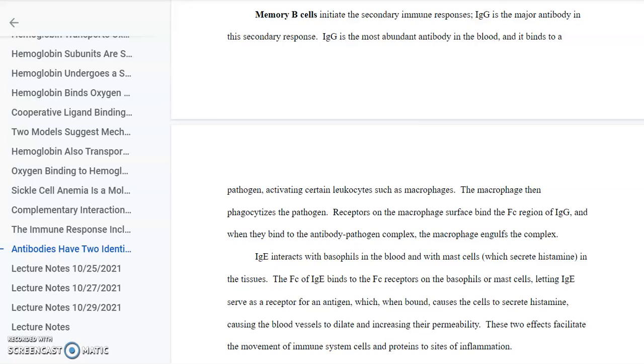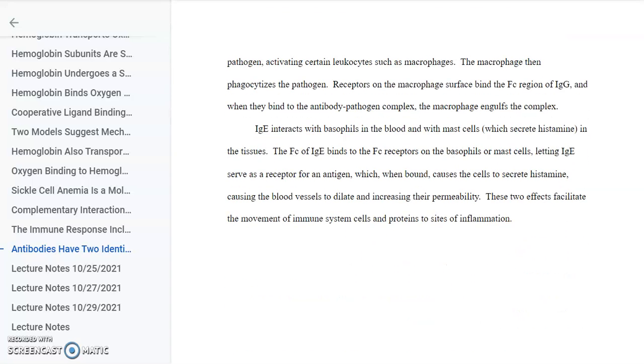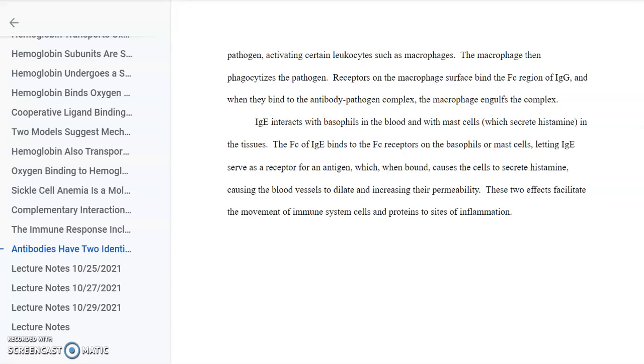Memory B cells initiate the secondary immune response. IgG is the major antibody in this secondary response. IgG is the most abundant antibody in the blood, and it binds to a pathogen, activating certain leukocytes such as macrophages. The macrophage then phagocytizes the pathogen. Receptors on the macrophage surface bind the Fc region of IgG, and when they bind to the antibody-pathogen complex, the macrophage engulfs the complex.